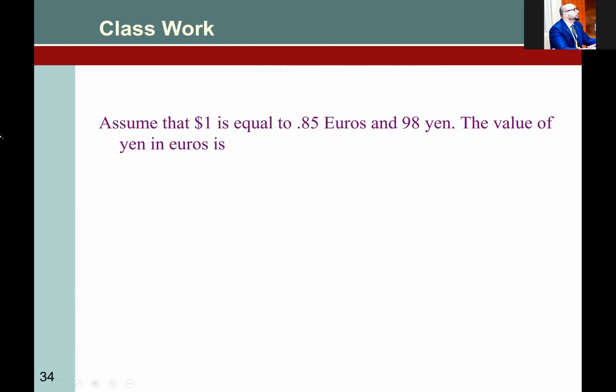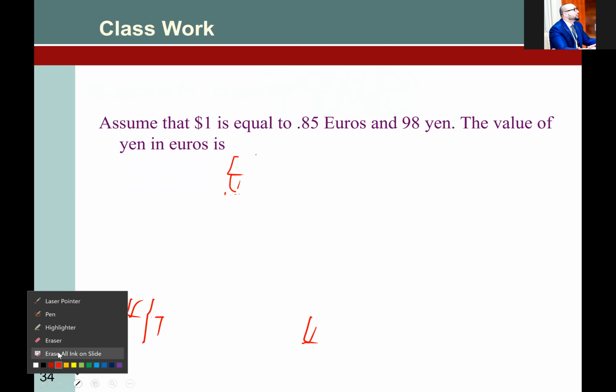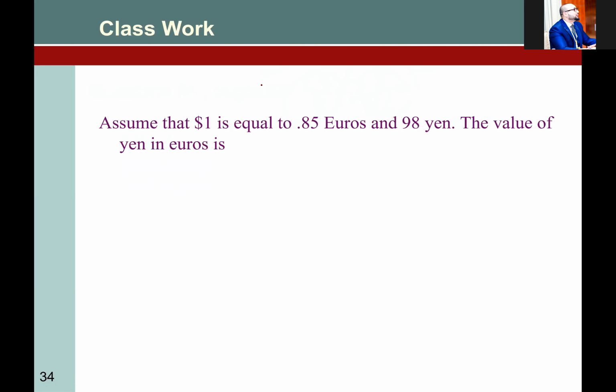Now the second classwork. The second classwork is, assume that $1 is equal to 0.85 euros, which means euro over dollar is equal to 0.85, and yen over dollar is equal to 98. Right? $1 is equal to 98 yen. $1 is equal to 0.85 euros.